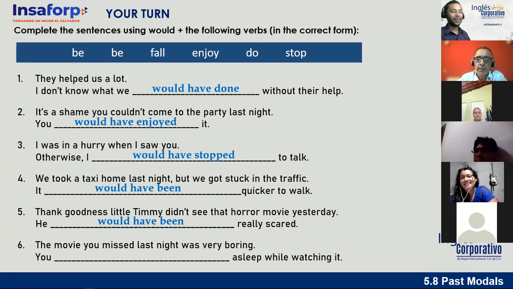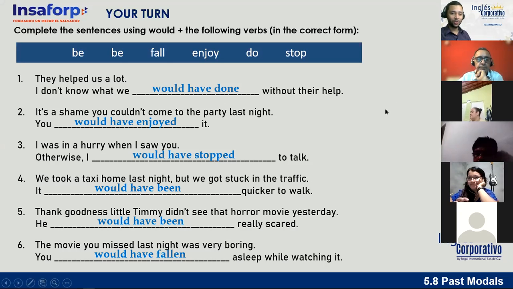Me. Okay, Estela. You would have fallen asleep while watching it. Okay, te habrías dormido viéndola. So you would have fallen asleep while watching it. Me describieron a mí. Se duerme media película. Okay. Thank you, Stella. Very good. The movie you missed last night was very boring. La película que te perdiste anoche, ¿verdad? Estaba aburrida. Te habrías dormido viéndola. You would have fallen asleep while watching it. Okay, that is great. Thank you.